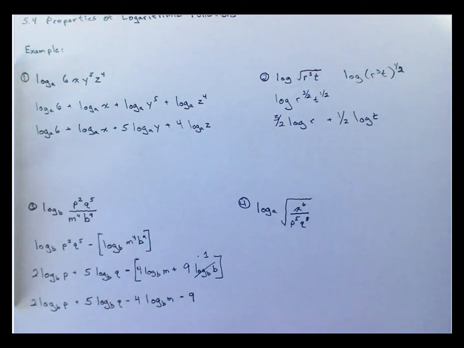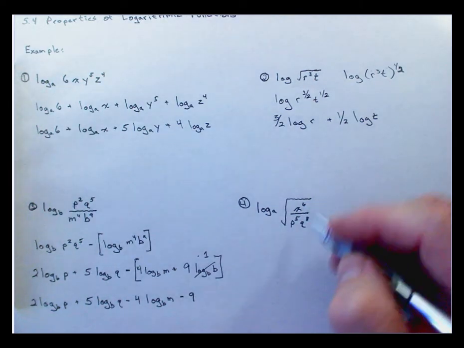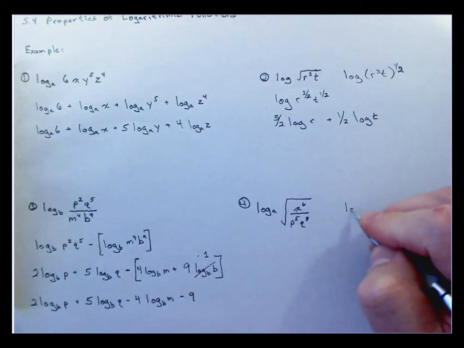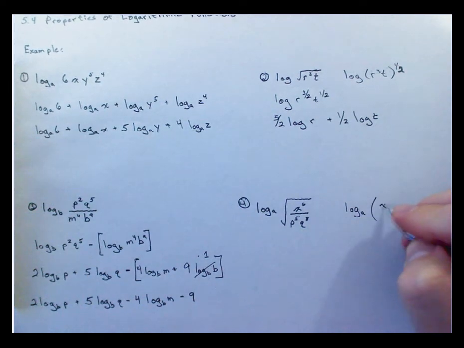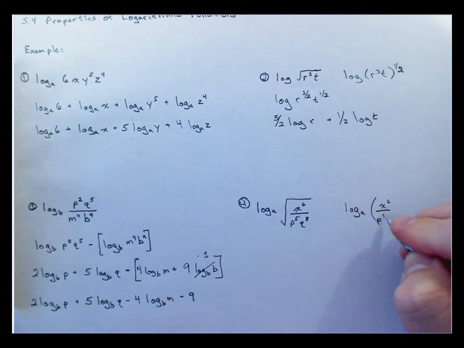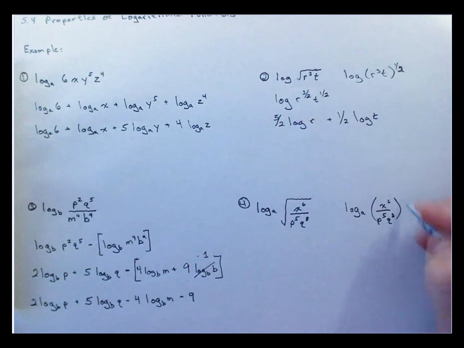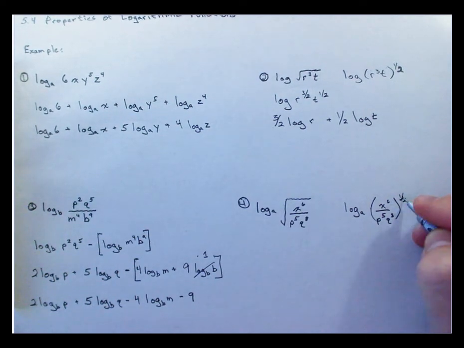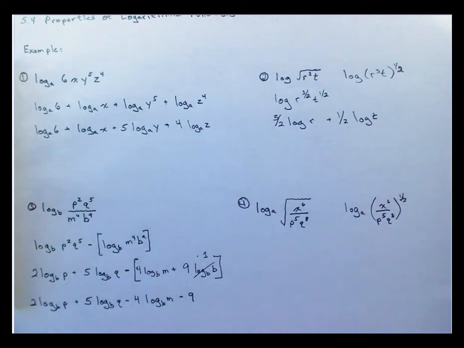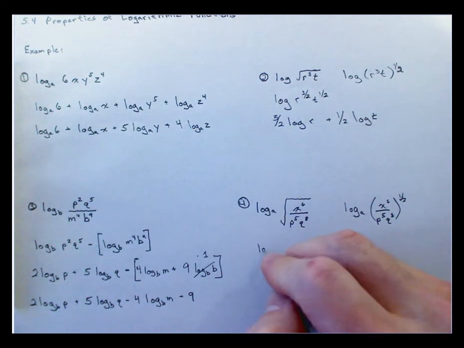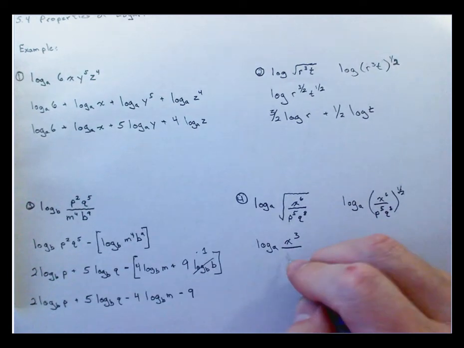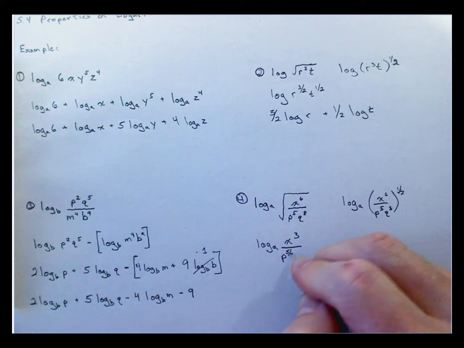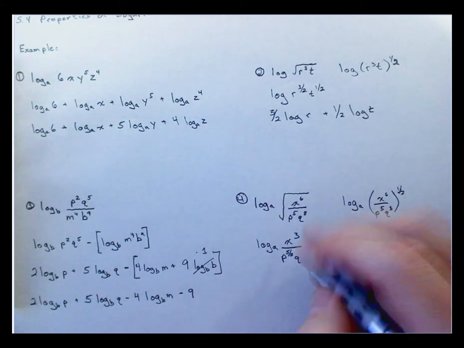again, I have a square root, so what I'm going to do is rewrite that as log base a of, and I'll write it out instead of just doing it, to the 1/2. So I have powers to a power. That means I take 6 times 1/2, 5 times 1/2, 8 times 1/2. So what I end up with is log base a of x to the third over p to the 5/2 q to the fourth.